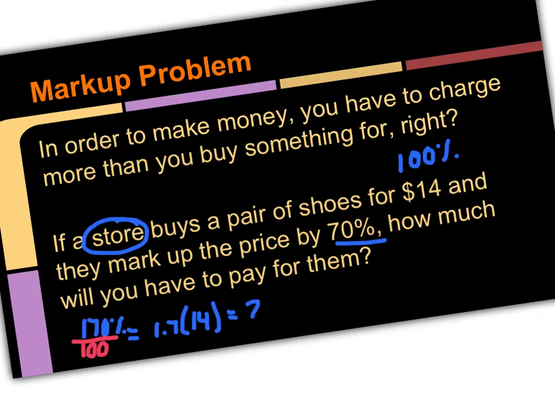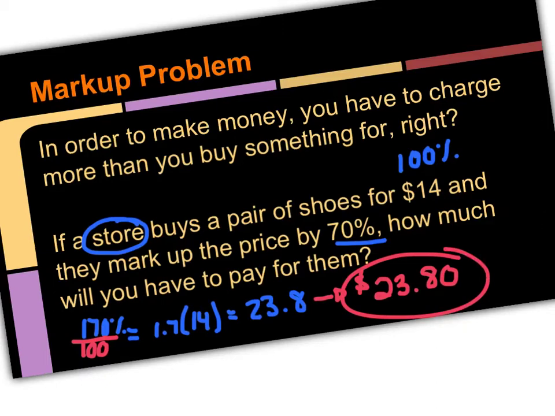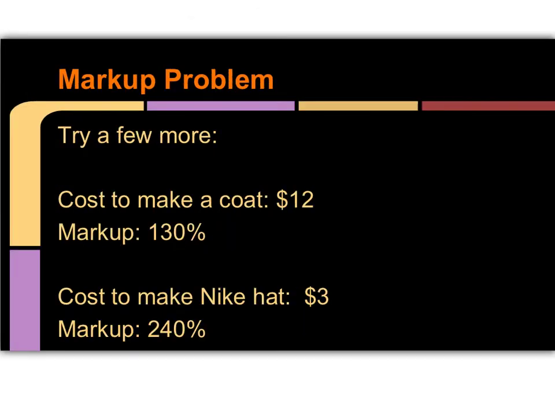We get 23.8. But we are talking about money, so that means it's $23.80. So you're going to pay $23.80 for these shoes, but the store only had to pay $14. That way, they make some money off the deal. Let's try a few more.